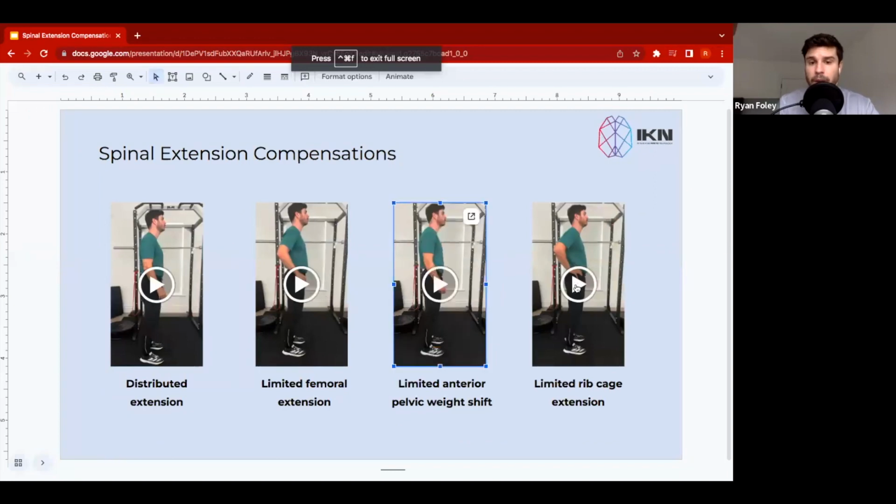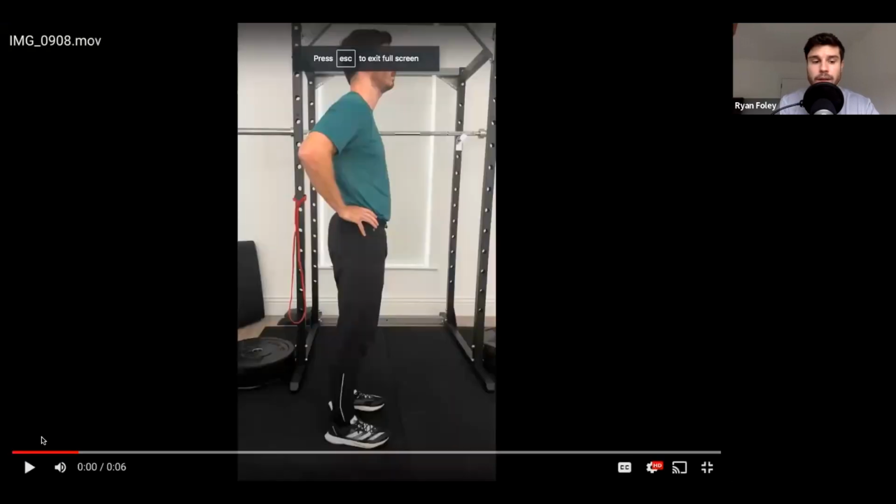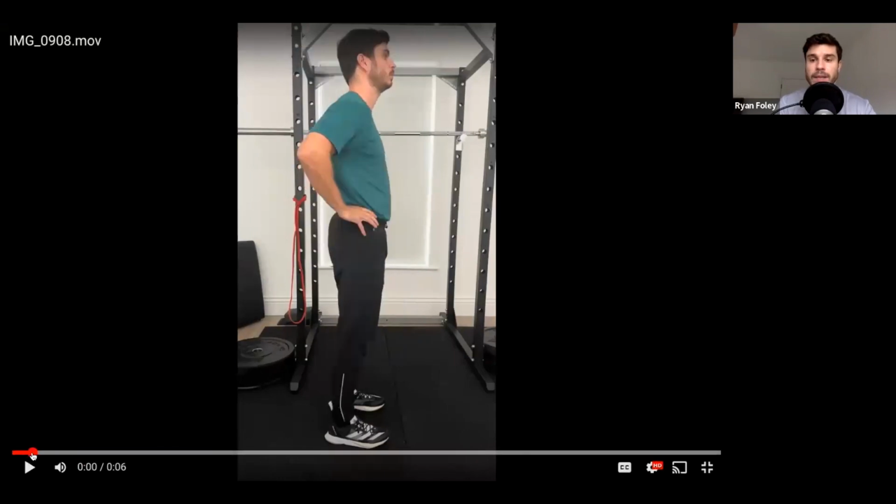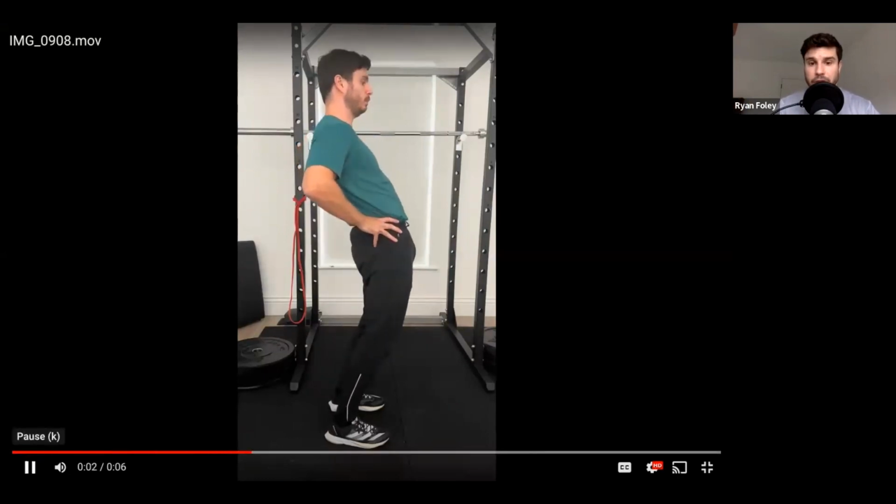This tends to be one that we see the majority of the time, where a client will struggle to distribute that extension into the thoracic spine. So when you ask them to give themselves a nice proud chest, they struggle to do so, because to give yourself a nice proud chest, you have to be able to extend your thoracic spine. You have to be able to extend your rib cage. But what you're seeing here is a flexion of the rib cage with a flexion of the pelvis.